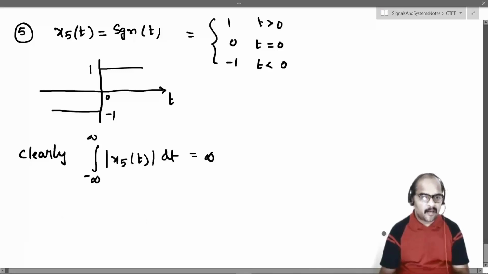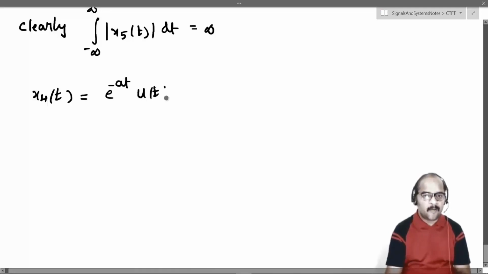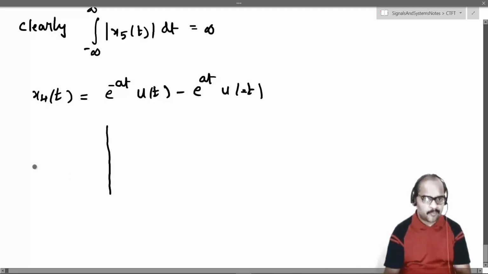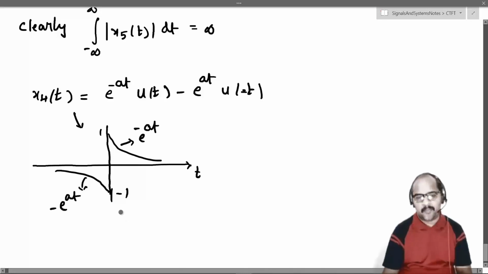If you remember our previous signal, which is x4 of t, x4 of t would be e power minus at u of t minus e power at u of minus t. How did the plot look? The plot looks like this. For positive t it is exponentially decaying, and for negative t it is exponentially increasing in the negative direction. So this is the plot of x4 of t, and the equations of these curves are respectively e power minus at and minus e power at.